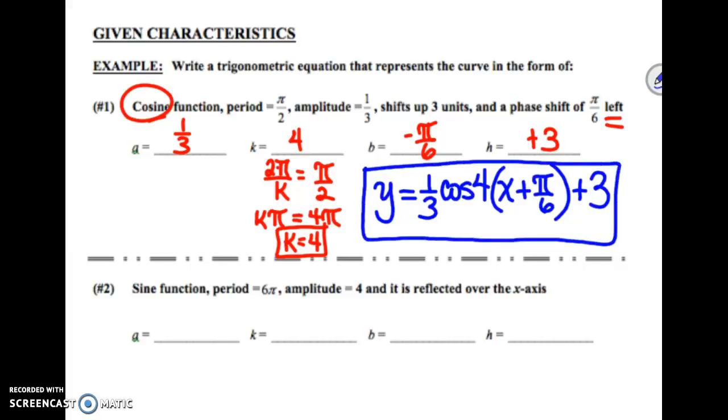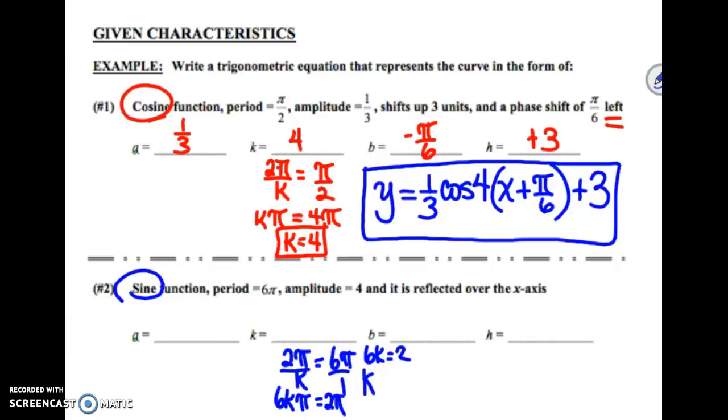Last example, this time we're doing a sine function. Our period is 6 pi. So 2 pi over k has to equal 6 pi over 1. We cross multiply and we get that 6k pi has to be equal to 2 pi. 6k has to be equal to 2. So that tells us that k is equal to 1/3.